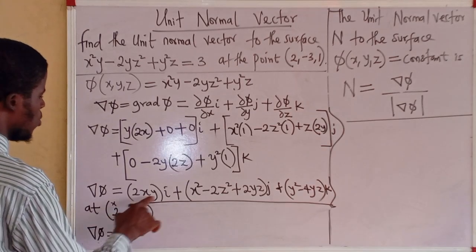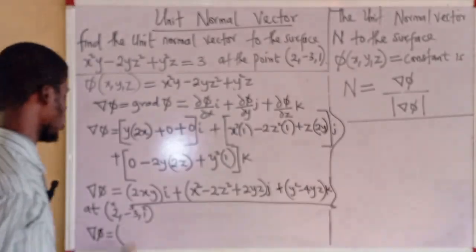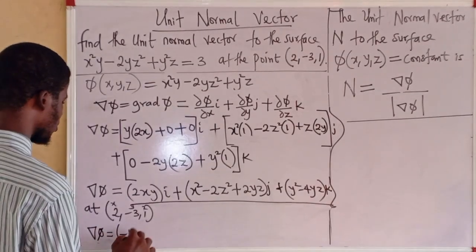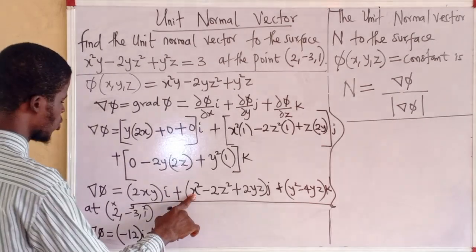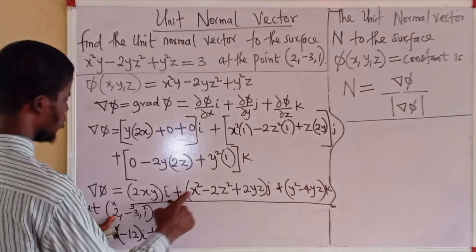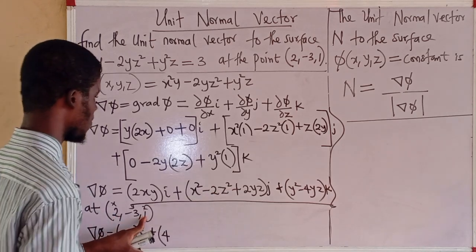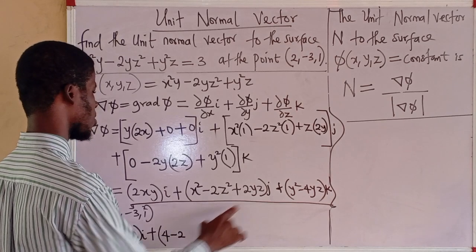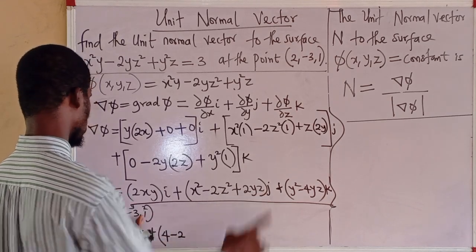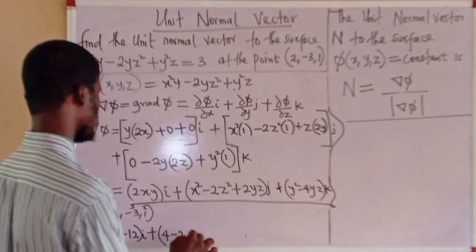X is 2, y is minus 3. So 2 times minus 3 is minus 6. Minus 6 times 2 is minus 12 i. Plus x squared, that's 2 squared, and 2 squared is 4. Z squared, that's 1 squared, and 1 squared is 1. That's minus 2 is minus 2. Y is minus 3, z is 1. So minus 3 times 1 is minus 3, times 2, minus 6.